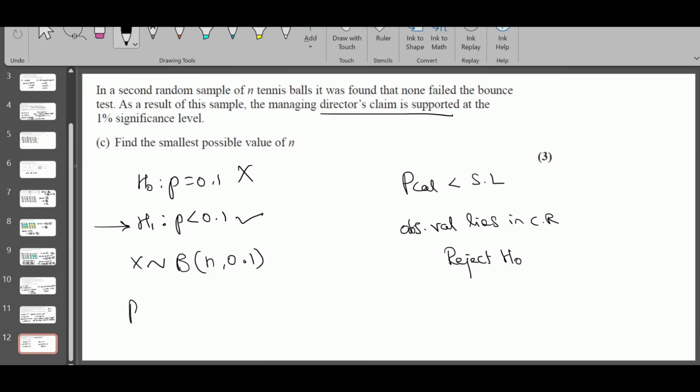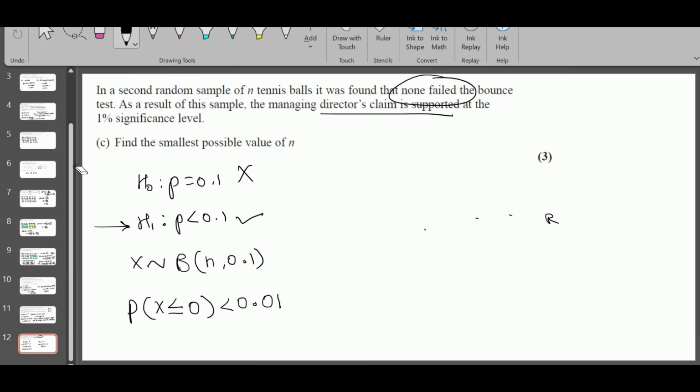So when we calculated X less than or equal to 0, none of them failed, this is smaller than the significance level. That's why we rejected H0, right? So X less than or equal to 0 is same as X is equal to 0. So we can write the formula nC0 p power 0 q power n minus 0, q is 1 minus p, is less than this. So 0.9 power n is less than 0.01. Take logarithm both sides, you can put the power in front.